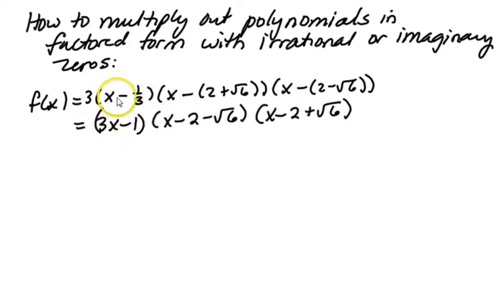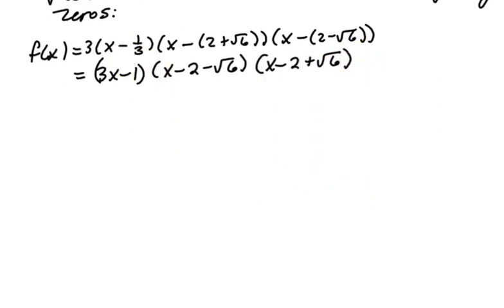And then 3 times x minus 1 third gives me 3x minus 1. And then I distributed the negative sign here. So I had x minus 2 minus the square root of 6 and x minus 2 plus the square root of 6. So I'm going to multiply these two things out kind of the long way, and then I'm going to show you a more concise way to do it, which might make sense to some of you and might not to some others.